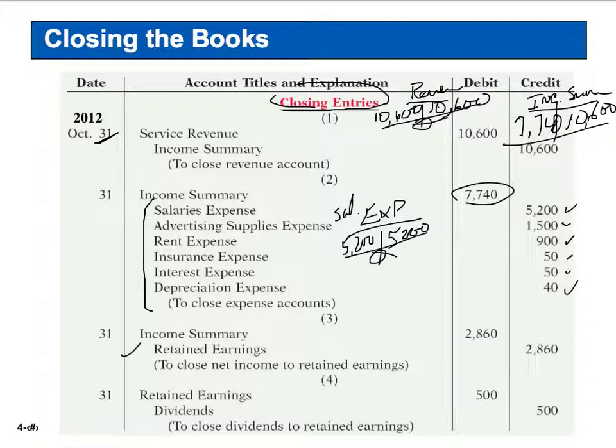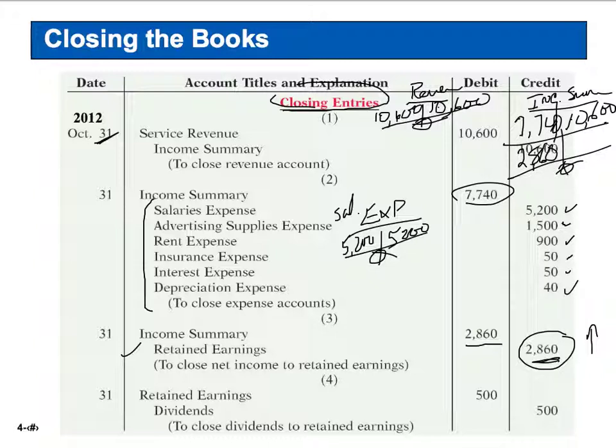Now the third step is to close income summary. Well, to close income summary, what I need is 2,860 to make this a zero balance. When I add that to 7,740, it will come to 10,600. So you see I close income summary by debiting income summary 2,860 and crediting retained earnings. So retained earnings goes up, and this is our profit. So our retained earnings goes up by the profit.